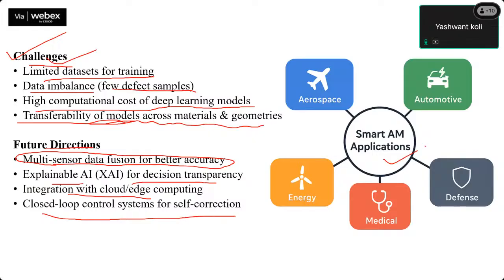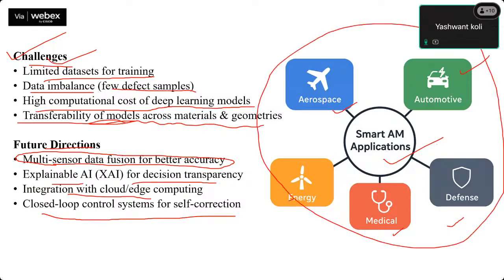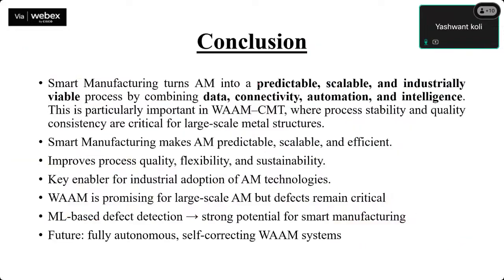So these are the applications of the AM process: aerospace, automotive, defense, medical, energy. In every sector of the industry, we need additive manufacturing. It is a very important term in industries now.